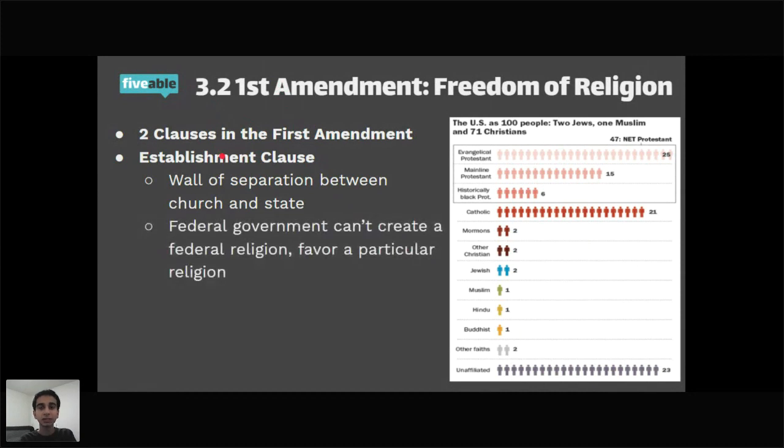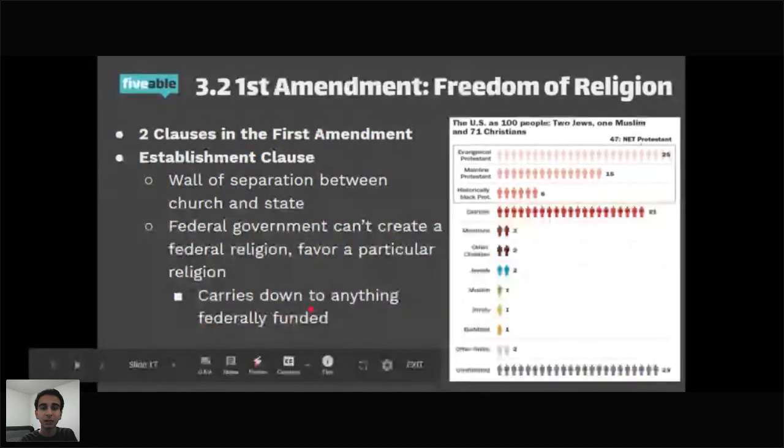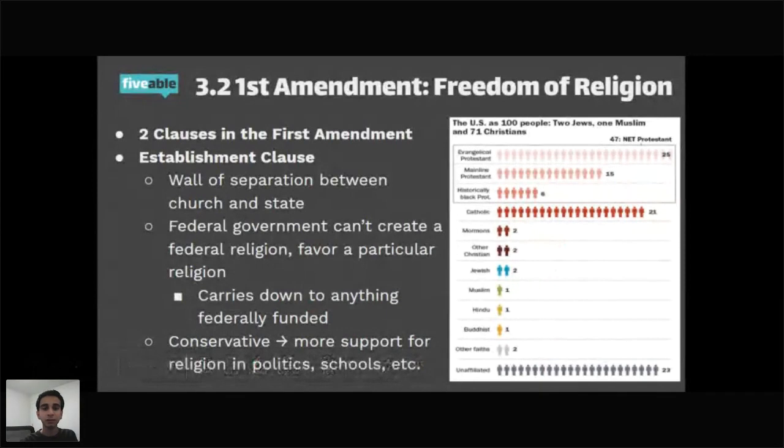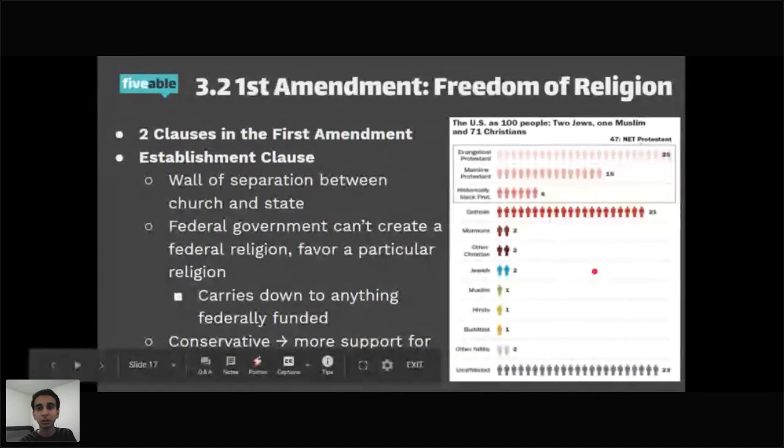Basically, what the Establishment Clause says is that the federal government can't create a federal religion. So they can't make Christianity the religion of the United States. And basically they can't endorse any religion, and that filters down to anything that's federally funded. So public schools, all of those things cannot endorse religion. We'll talk about a case, Engel versus Vitale, that deals with this. Generally, conservatives tend to have more support for religion in politics and schools. Again, that is leaning more towards Units 4 and 5 that are not covered. However, all of these things are good context to have.